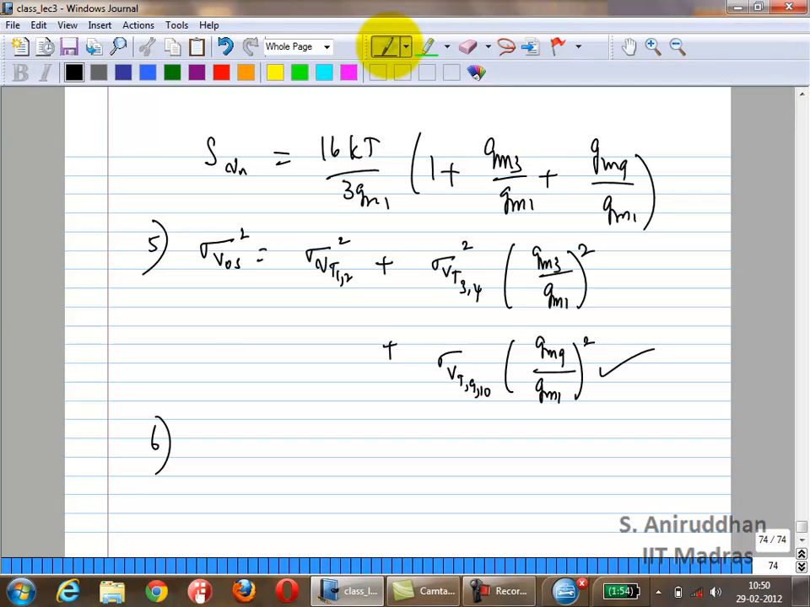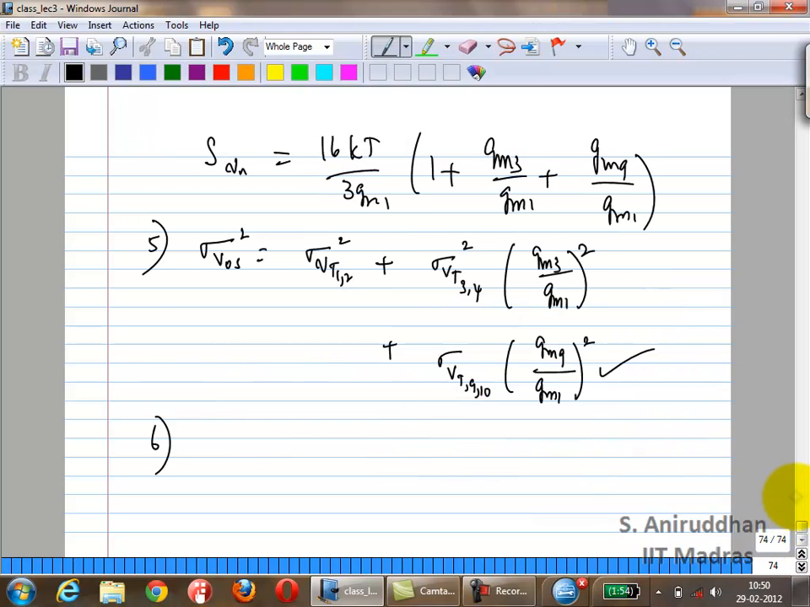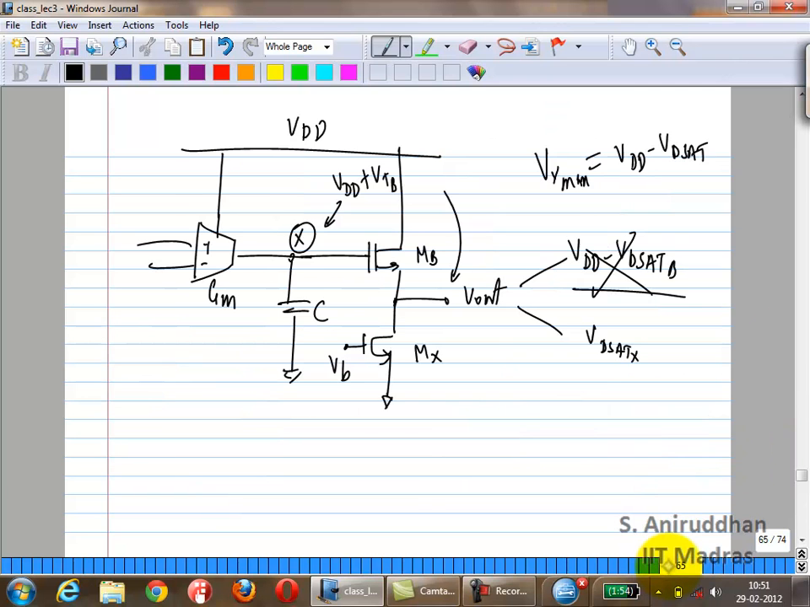So it looks like so far, things have been bad. DC gain has been lower. Non-dominant poles have moved, possibly moved in. Noise is larger. Offset is larger. So what do you think is the advantage of this op-amp? The output swing, correct? Because in the earlier case, we did have a strong limitation. What was the limitation on output swing of the cascode?